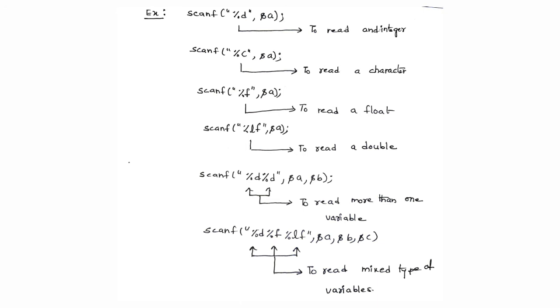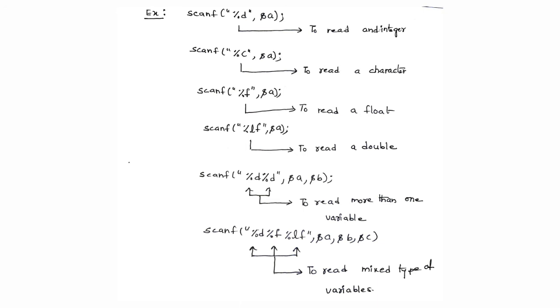And why are we using these ampersand a, ampersand b and ampersand c? Because this directs the compiler to the address of these variables. This is the address of the variable.